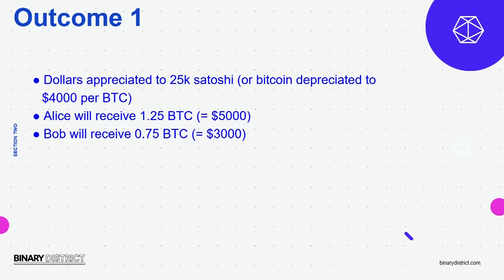So there are 2 possible outcomes I'll show. In this case, the dollar is appreciated, which means that Bitcoin became worth less, not worthless, but worth less. So in this case, Alice will still receive her $5,000, which is now 1.25 Bitcoin, and Bob will receive 0.75, which is $3,000. So Bob lost $2,000 while the price of Bitcoin went down by 1. So it's sort of a leverage trade.